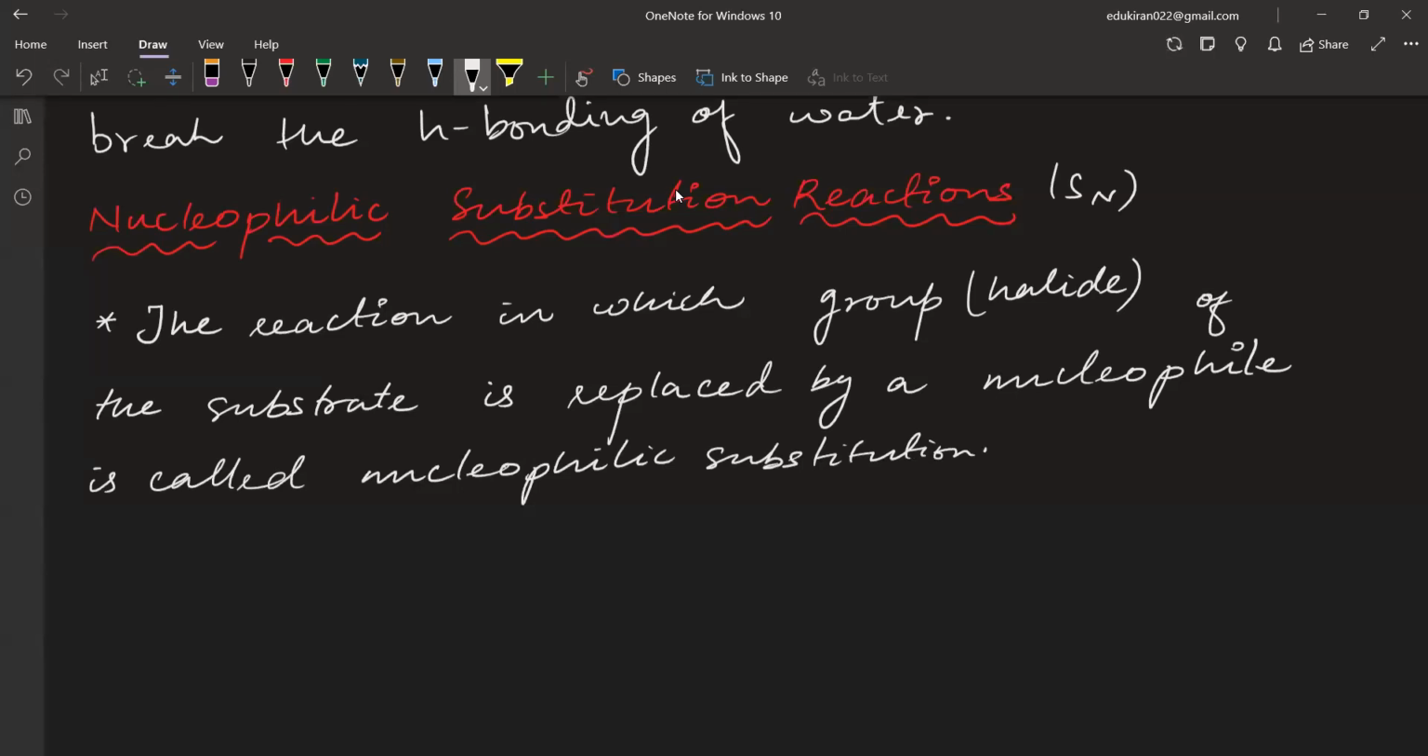Now in general what we can write: RX plus a nucleophile, and this nucleophile will attack on this, and then X will be removed. So you will get a bond like this, R-Nu plus X negative. Let us write the simple things: what is happening in this reaction, which type of bond is breaking. Please write.